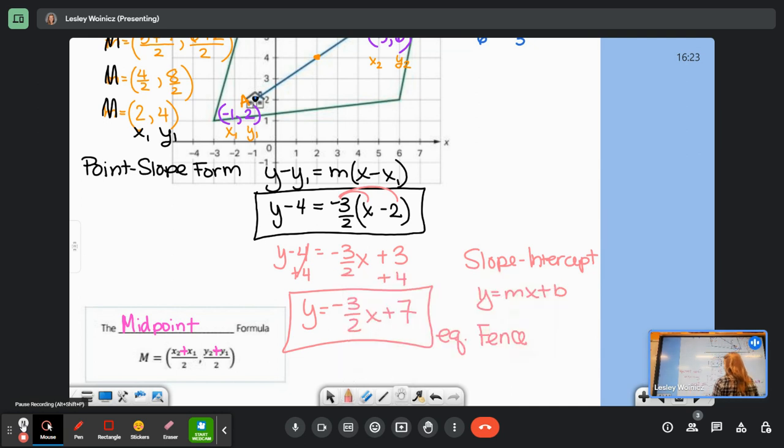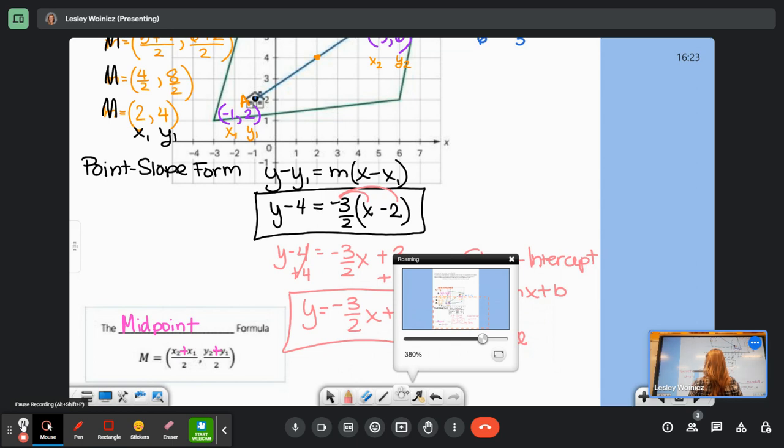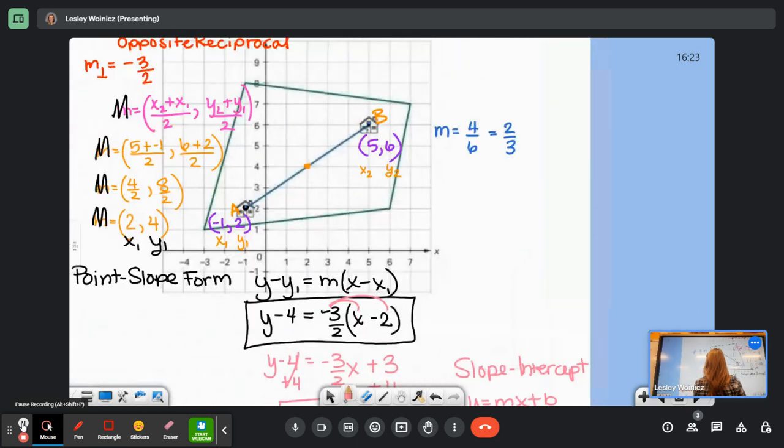The coordinates for the gate, that's my midpoint at 2, 4. Obviously we just eyeballed it, right? But if it wasn't a nice, pretty point that we could just see, we could plug it into the midpoint formula and get it. Okay, that was a lot, but we are done. That was it.